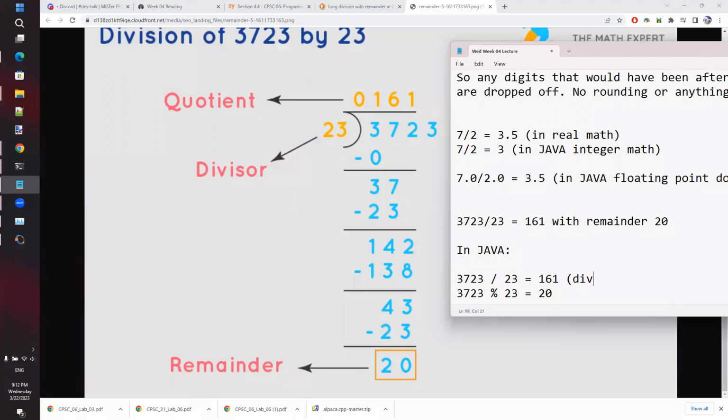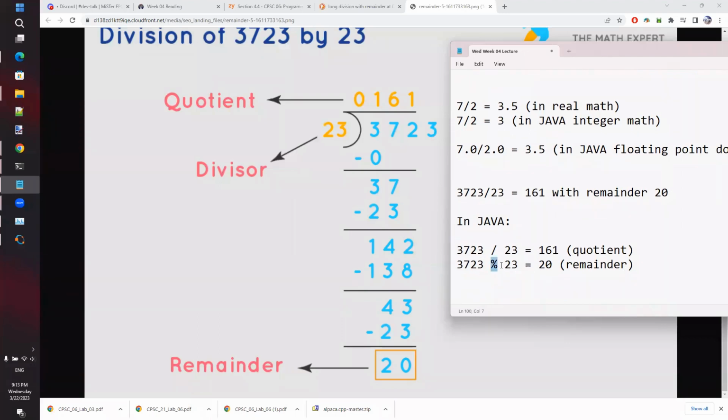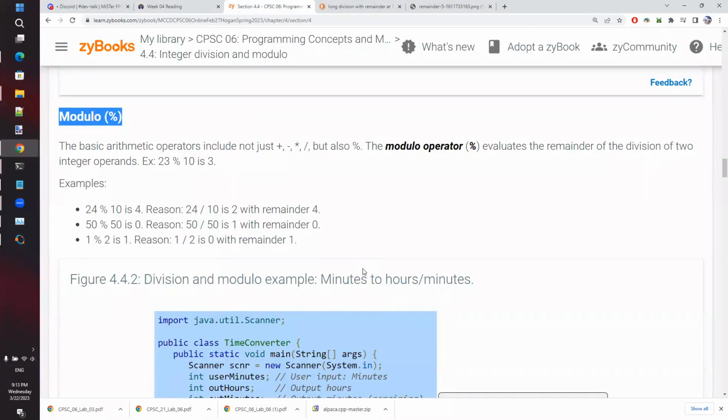So that's the division, actually called the quotient, I'll say, and that is the remainder. And so this is actually very useful for doing things, which is why it's an operation that we can do. Okay, so that's that operator. It means the remainder. It's also called the modulo operator. Okay, so that's what it is.